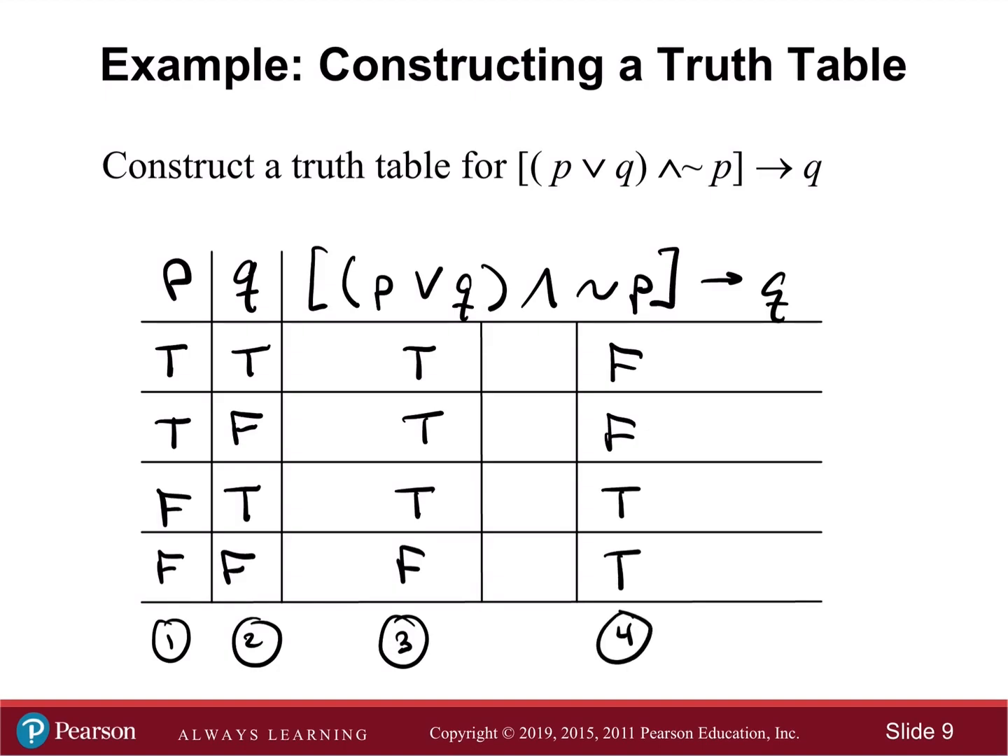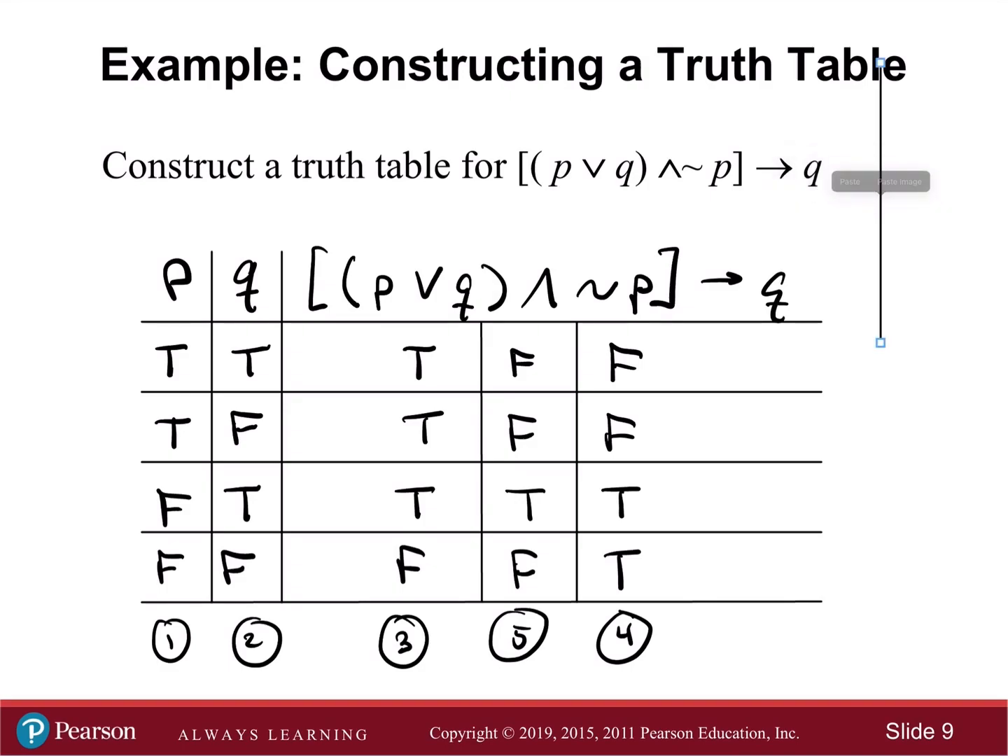So now we want to consider the conjunction between columns 3 and 4. We want to say column 3 and column 4. And is true only when they're both true, right? So we ask ourselves, between columns 3 and 4, are they both true? No. Are they both true? No. Are they both true? Yes. Are they both true? No. Okay, and that was our column 5.